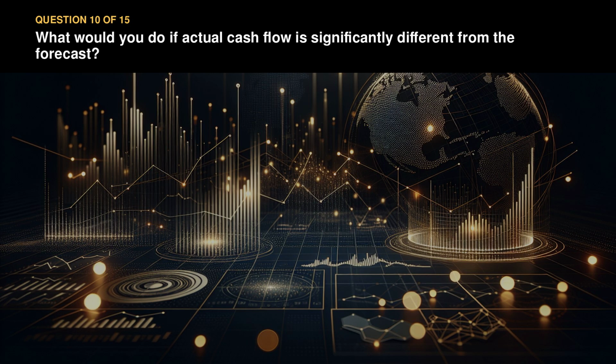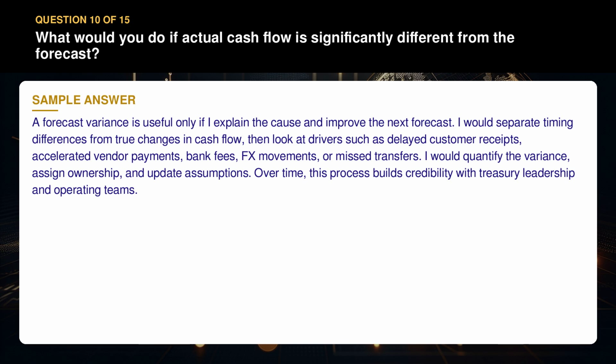Question 10. What would you do if actual cash flow is significantly different from the forecast? A forecast variance is useful only if I explain the cause and improve the next forecast. I would separate timing differences from true changes in cash flow. Then look at drivers such as delayed customer receipts, accelerated vendor payments, bank fees, FX movements, or missed transfers. I would quantify the variance, assign ownership, and update assumptions. Over time, this process builds credibility with Treasury leadership and operating teams.